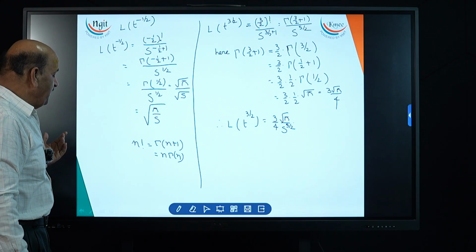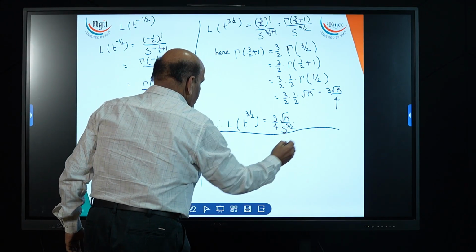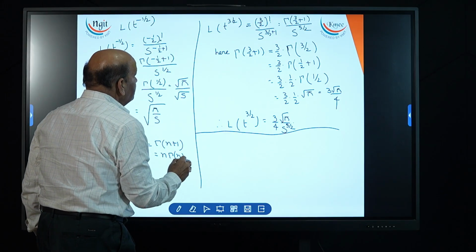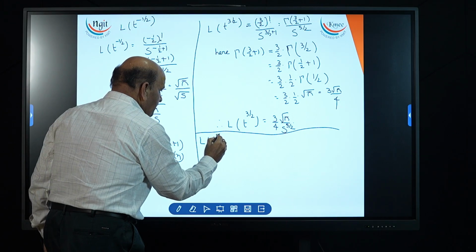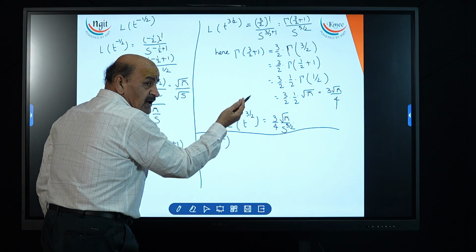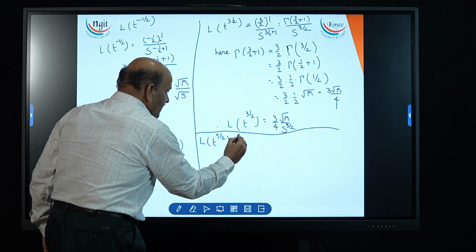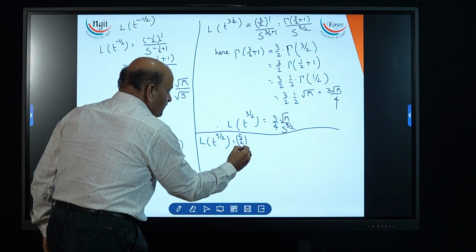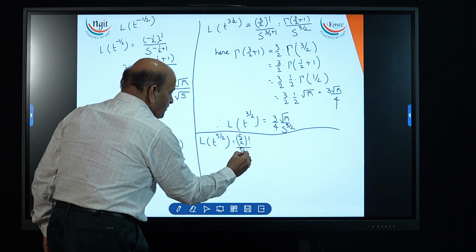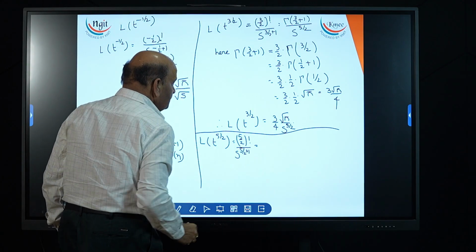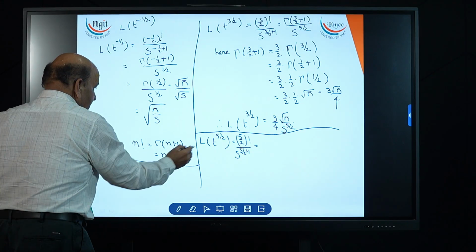So one important point is that whenever powers are given, for example, 5 by 2, 3 by 2, what is the Laplace transformation of t power 5 by 2? Every time, there is no need to make this entire calculation. Now just look, you can make it as 5 by 2 factorial by s power 5 by 2 plus 1.